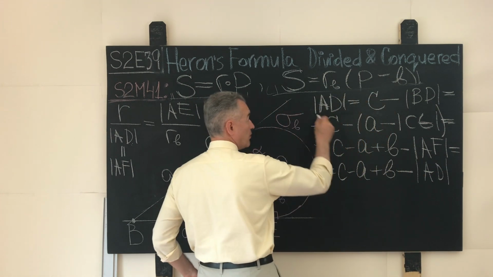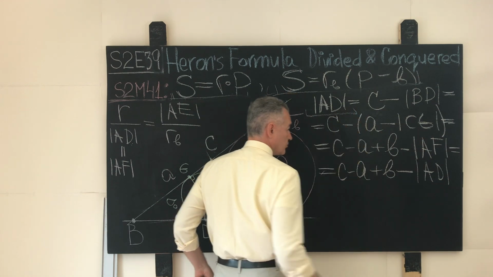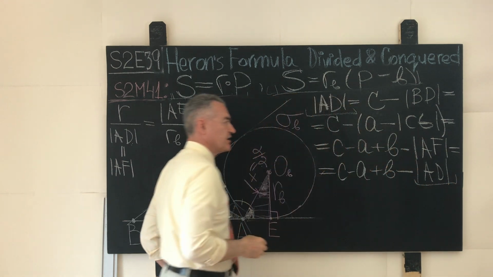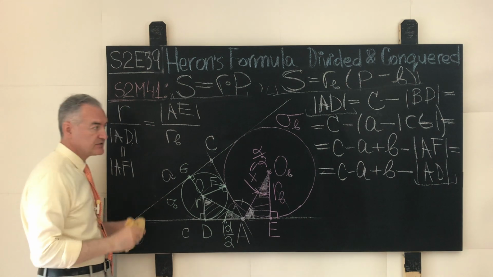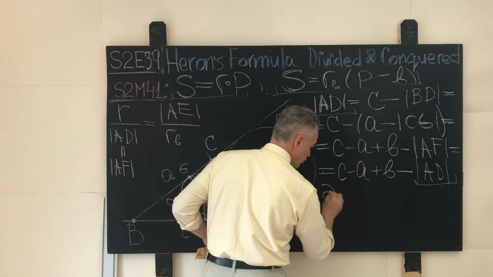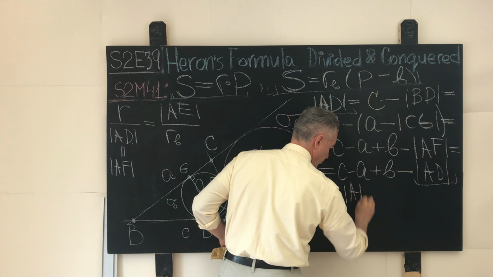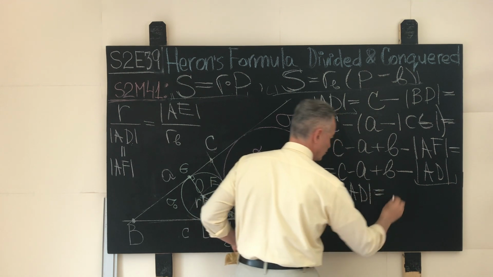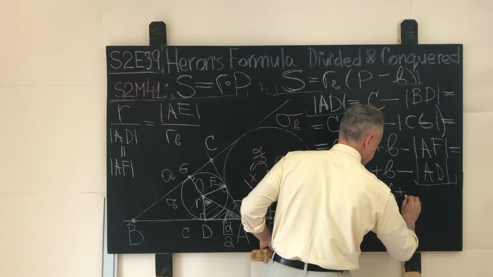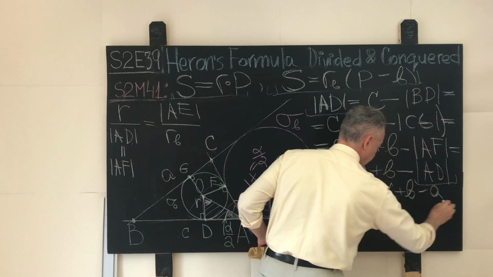And voila, we have AD on the left-hand side of the equal sign. We have AD on the right-hand side of the equal sign with opposite signs. So what does it mean? It means that 2 times the distance between the points A and D is equal to C plus B minus A.